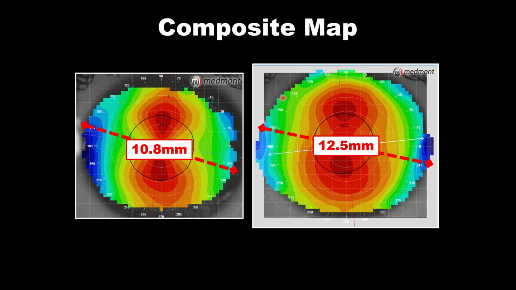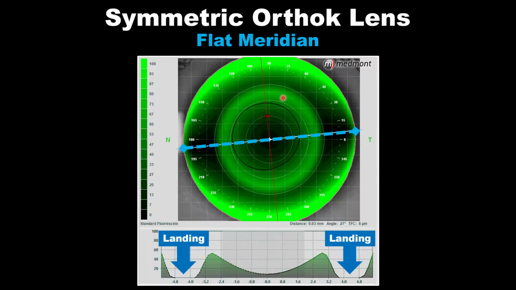Now, we can construct a lens from any single topography. If we have a good quality capture, then we're likely to have enough information because the single Medmont map gives us such a humongous area of the cornea. But if you can get that composite, you're just getting more data. You can move forward slightly more confidently.